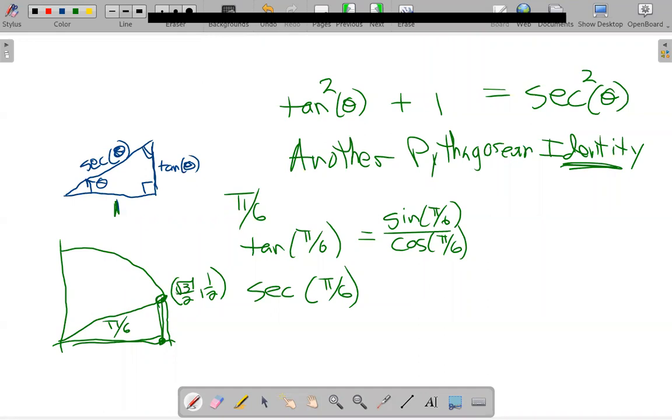Let's see, x is the cosine. So the denominator here is the square root of 3 over 2, and the numerator is 1/2. The halves divide out, leaving just 1 over the square root of 3. So my claim is that the tangent of pi over 6 is 1 over the square root of 3, and I can confirm that on a calculator.